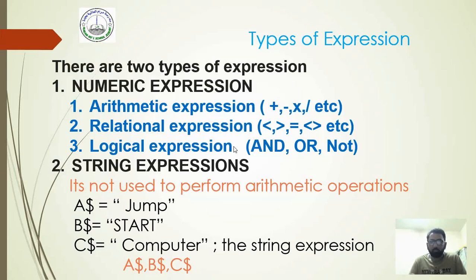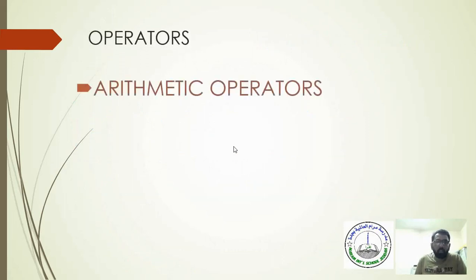String expressions are used to store string values. For example, I have given an example here: a$ is equal to "jump". We put the characters into quotation marks so that it becomes a string variable. Then we can write the string expressions a$, b$, and c$, and they will be executed when you use the quotes in the BASIC language editor.